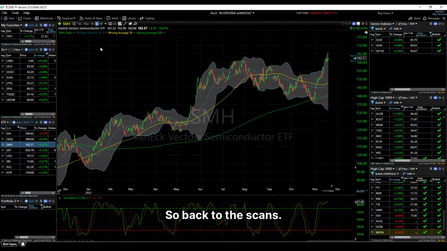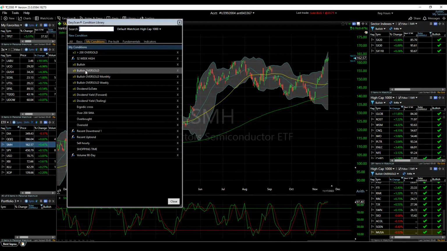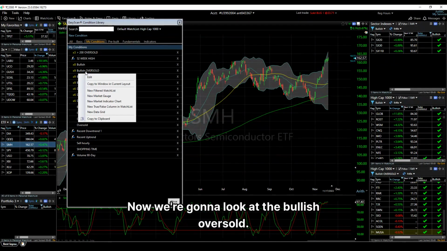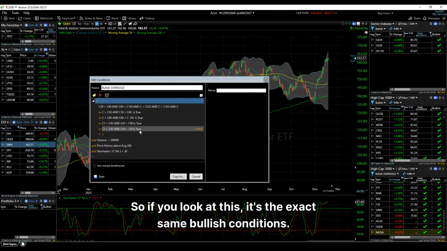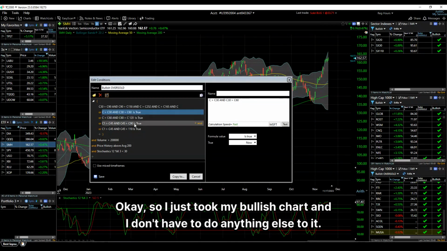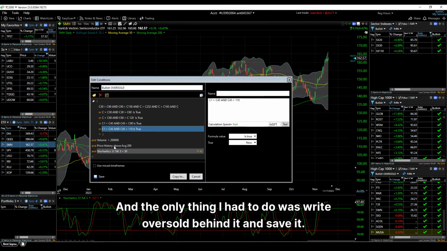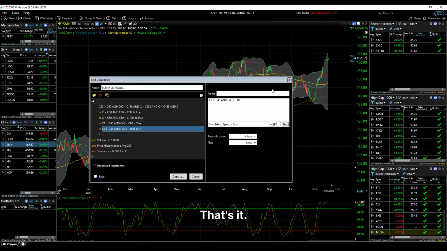All right, so back to the scans. Now we're going to look at the bullish oversold. If you look at this, it's the exact same bullish condition. I just took my bullish chart and I don't have to do anything else to it. I leave those, and then I add my stochastics. The only thing I had to do was write oversold behind it and save it. That's it, and then it gave me my bullish oversold.